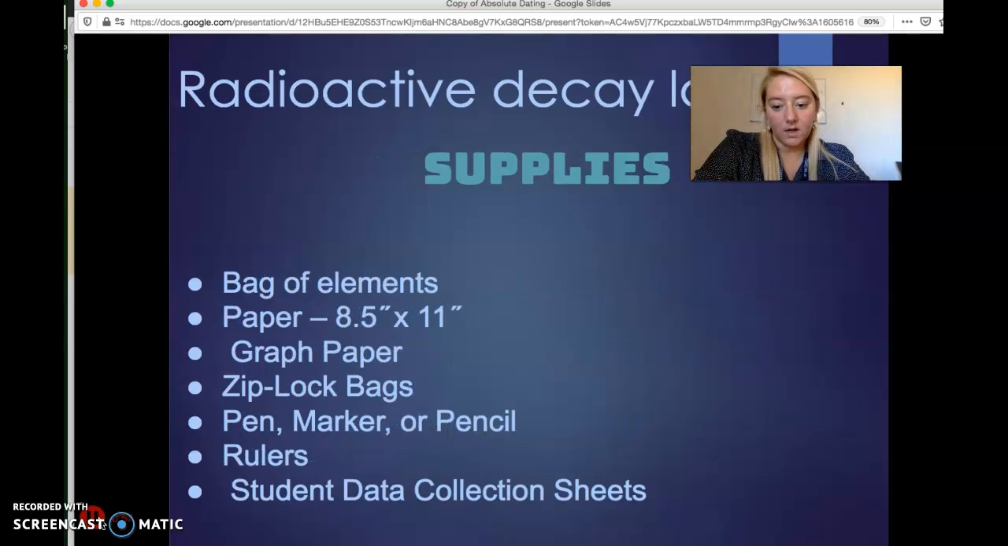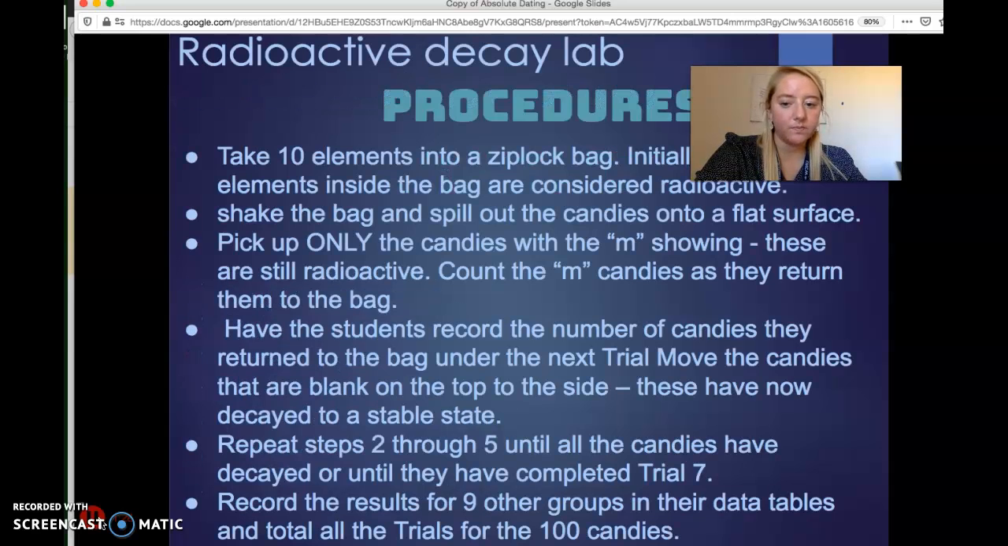Here's what we needed: a bag of elements, which could have been M&Ms, pennies, or puzzle pieces, and you just needed 10 of them. You don't necessarily need paper, and you don't need graph paper. You need that data collection sheet off of Canvas, and a Ziploc bag or something to shake up the M&Ms in. We used a cup in class. If you're getting desperate, you could even use something like a sock. You don't really need a pen, marker, ruler or pencil because everything is online.